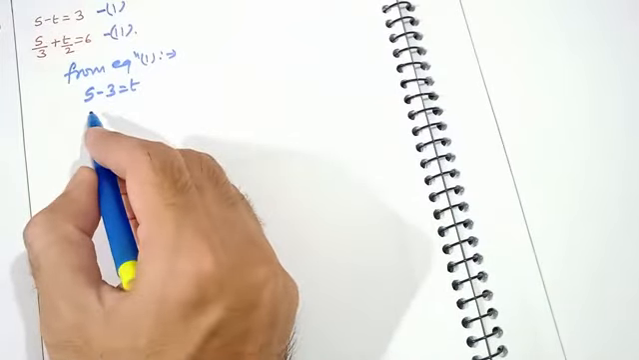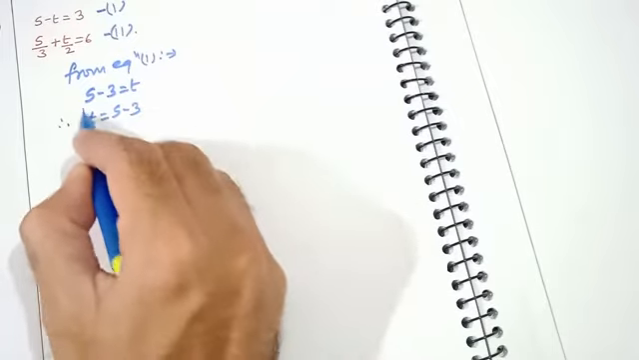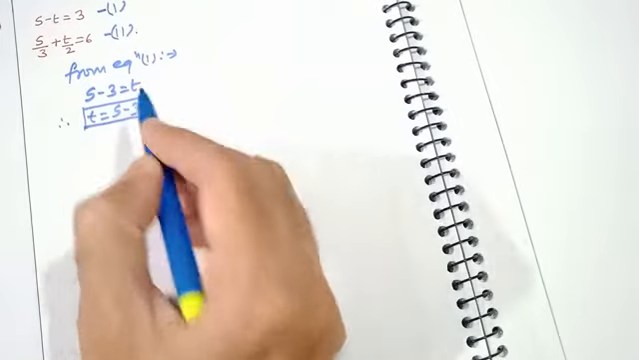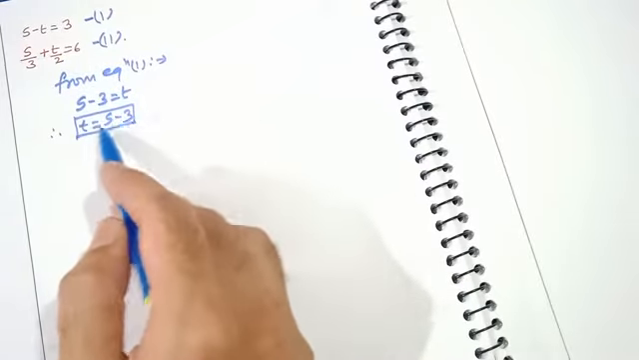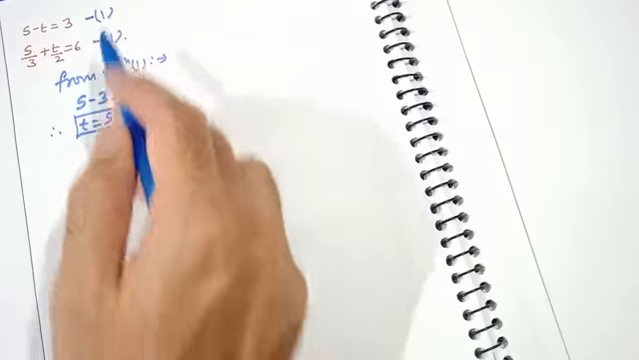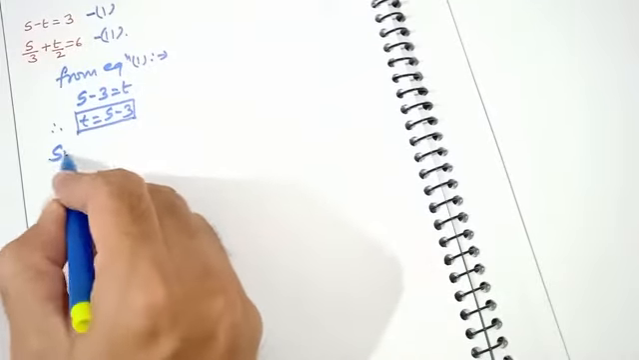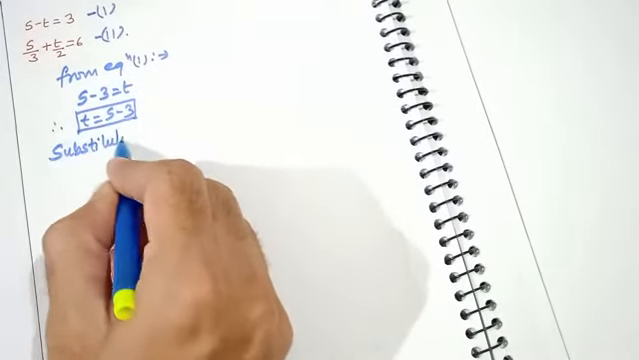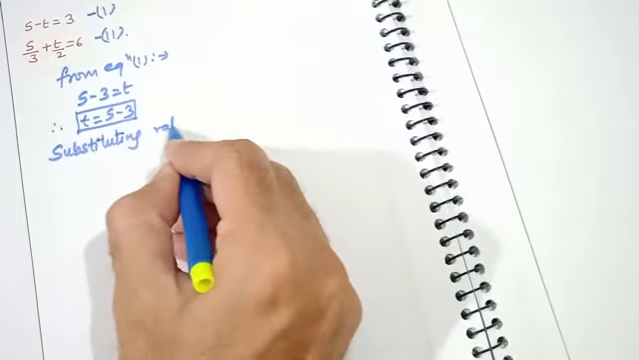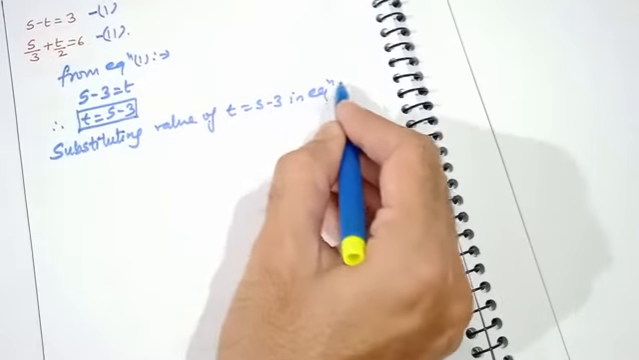Now what will we do next? This means t equals s minus 3. Therefore t equals s minus 3. Is that clear? Now you will substitute this value of t in equation 2, because this value of t we have got from equation number 1. So we will put this value in equation number 2. So substituting the value of t equals s minus 3 in equation number 2.